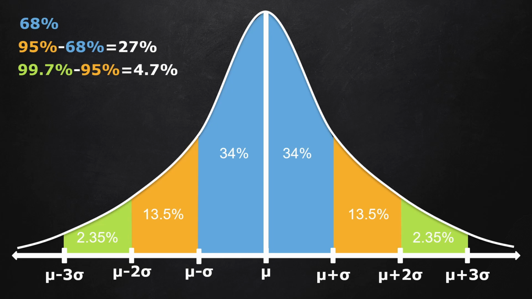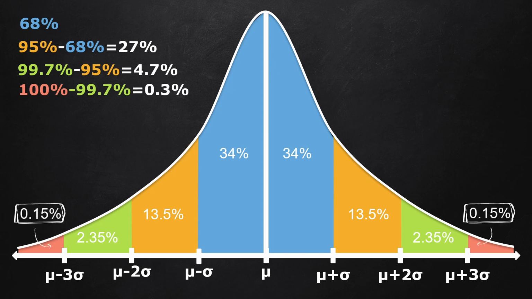But we can go even further. 100% of all data is going to fall within the entire bell shaped curve, right? If we were to subtract the 99.7%, then we end up with the 0.3%. And since we have 2 red sections there, we divide by 2 and we end up with 0.15% in each of those red little parts.